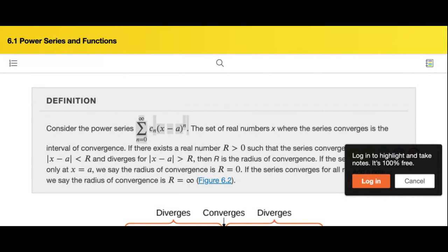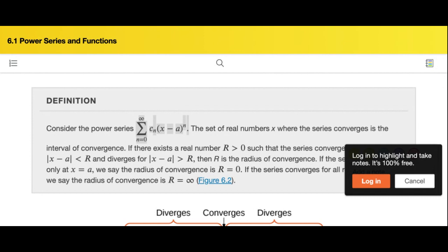And a is called the center of convergence. So a is the center of convergence. Why is that? Think about x equals a. So when x equals a, the whole series just equals C naught, the first term, because a minus a becomes 0. All the terms with x minus a become 0, so we're only left with C naught.